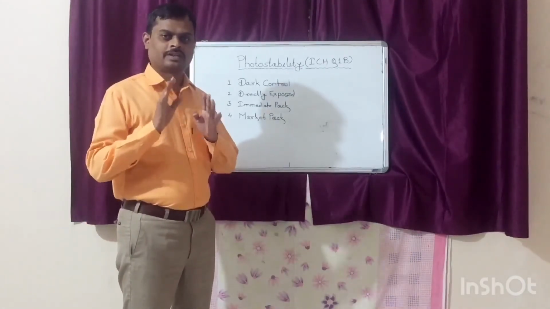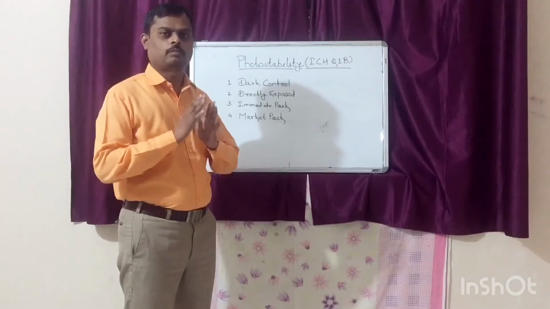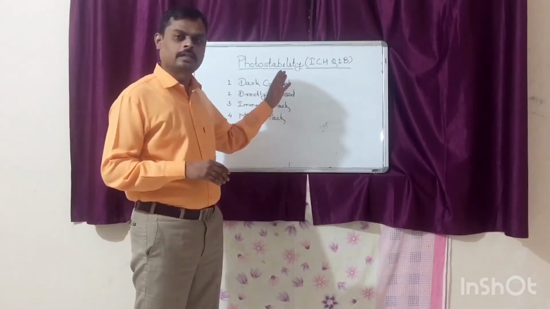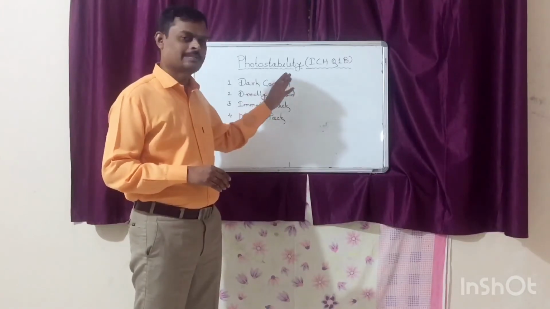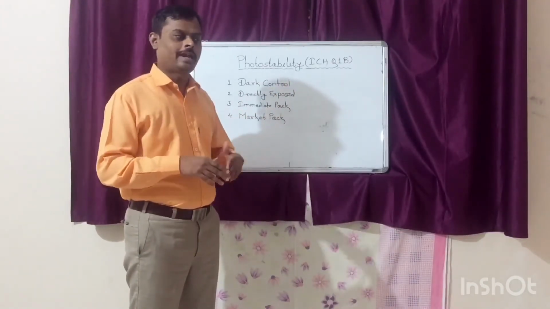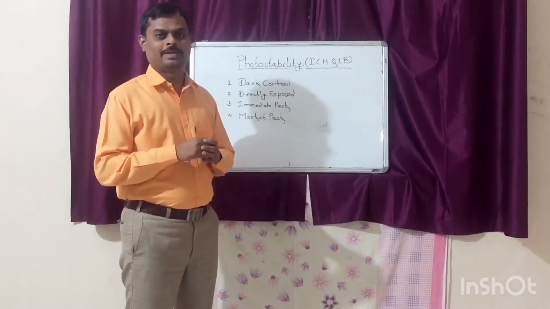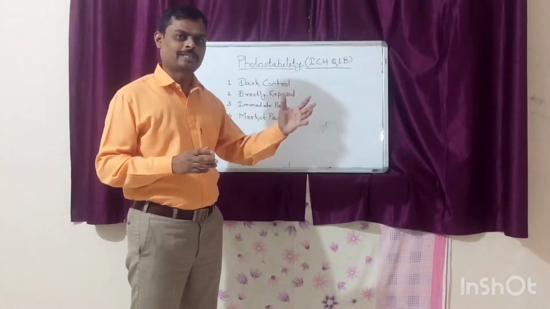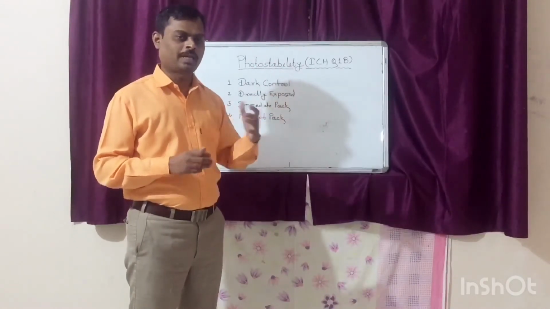There are 4 different types of samples that shall be considered for confirmatory studies. First type is dark control, that is unexposed samples. These samples shall be wrapped in aluminum foil and kept into photostability chambers. The purpose of wrapping aluminum foil is to protect your sample from exposure of light.